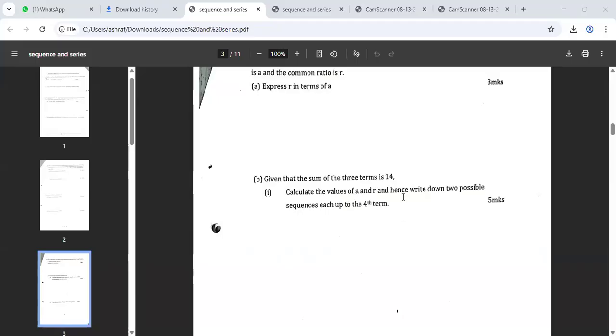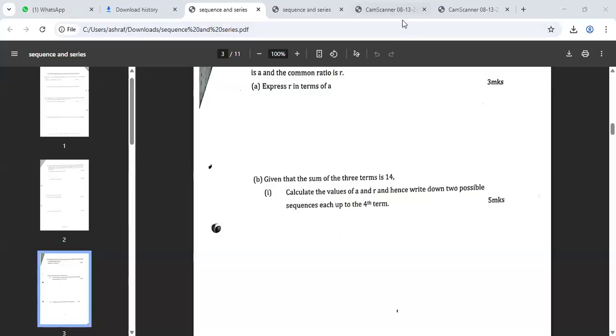Yes, 276, unmute yourself. R is 2.5. And A? A is 2 or 8. So when A is 2, R is 2. When A is 8, R is a half. Good.